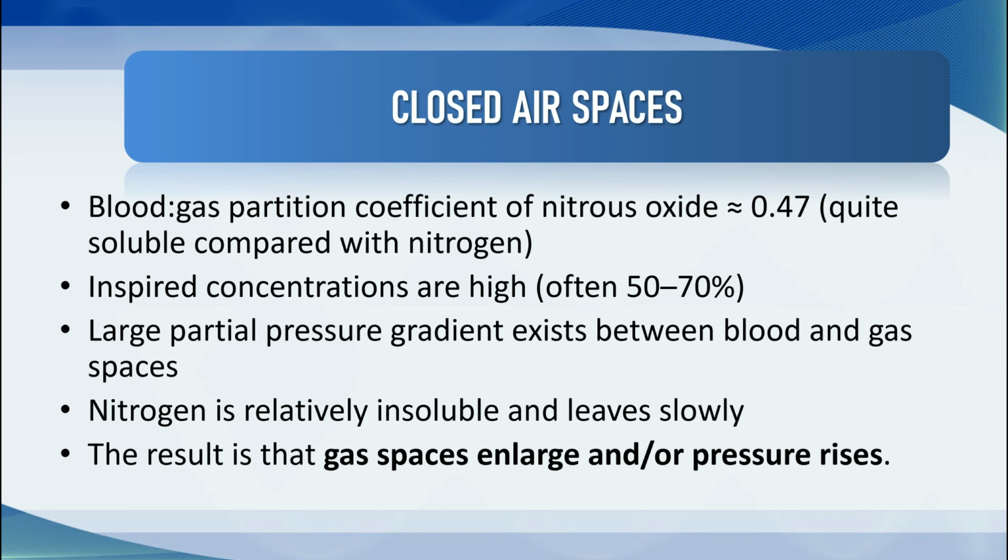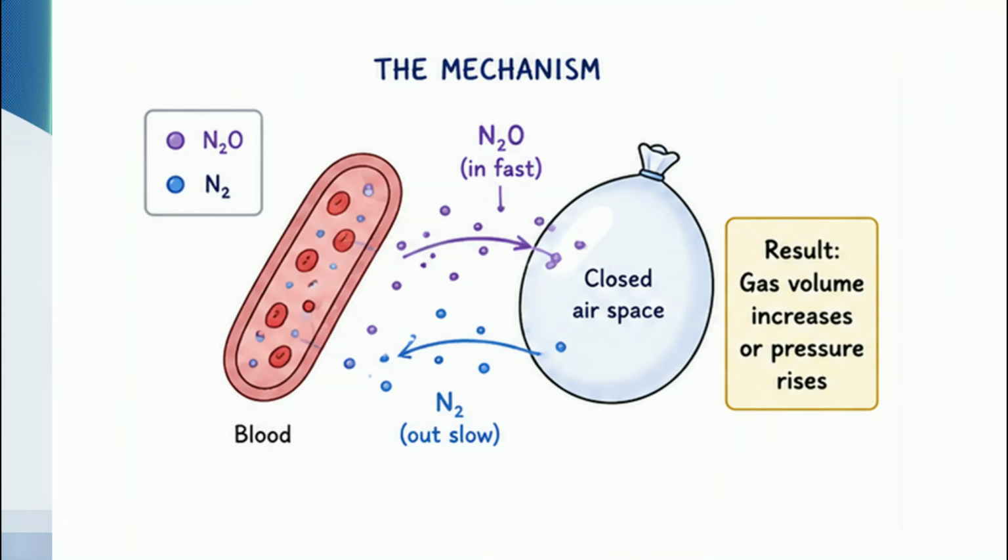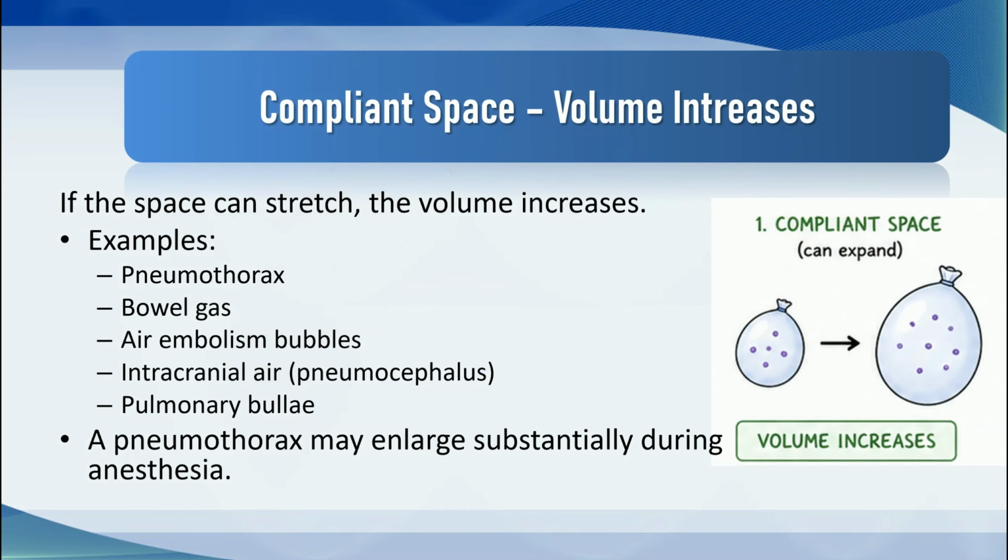When we're giving nitrous oxide, the inspired concentrations are high, usually 50 to 70%. A large partial pressure gradient exists between the blood and these gas spaces. Because nitrogen is so insoluble and it leaves those spaces slowly, nitrous oxide fills the spaces and either increases their size or increases the pressure within them. If this space can stretch, then volume increases. And this is what will happen with pneumothorax within the bowel. The bowel will expand due to the gas in the bowel.